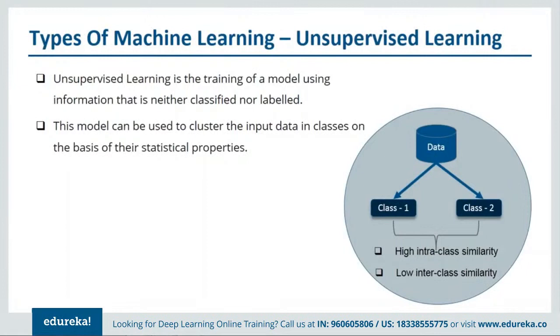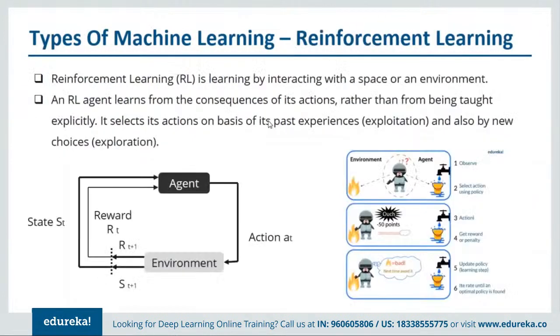All right. So this brings us to our next type of machine learning, which is called reinforcement learning. Now, this is reinforcement learning, guys. Now, what happens in reinforcement learning? The machine learns by interacting with a space or an environment. So it learns with its past experience, and also by new choice exploration.